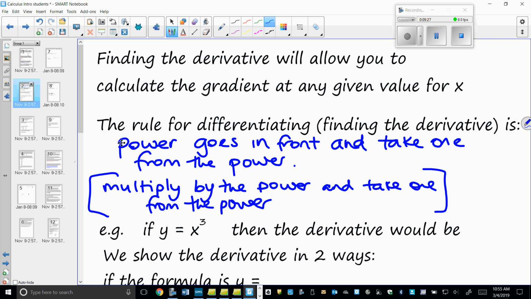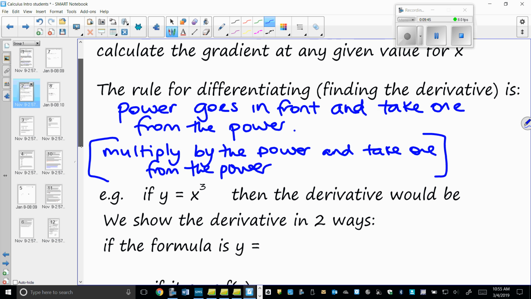Oh yeah, I know that. What do you mean by take 1 from the power? Is it literally, if the power was a 5, it's going to become a 4? Oh, okay. But then if you multiply by the power and then take 1 off. Oh, I'm showing you an example. Oh, okay. So that's the rule.